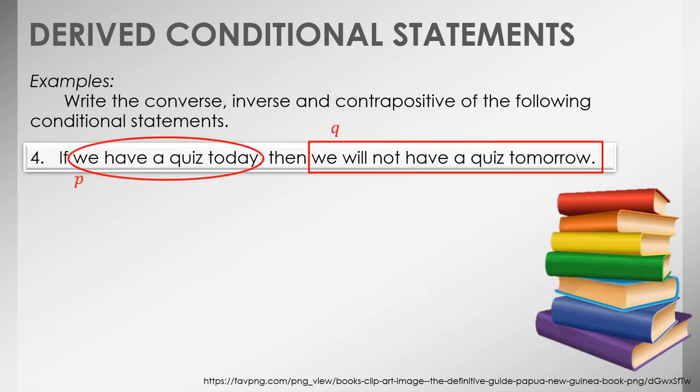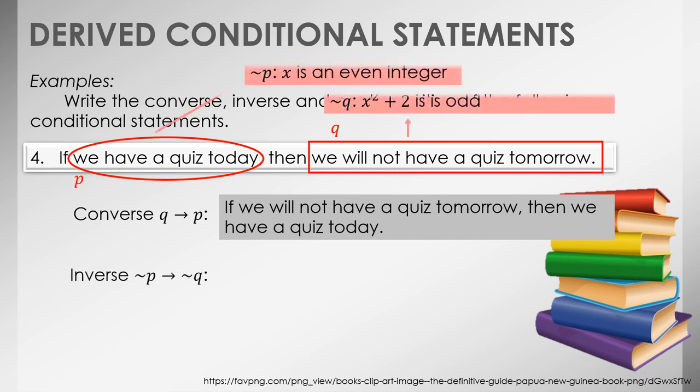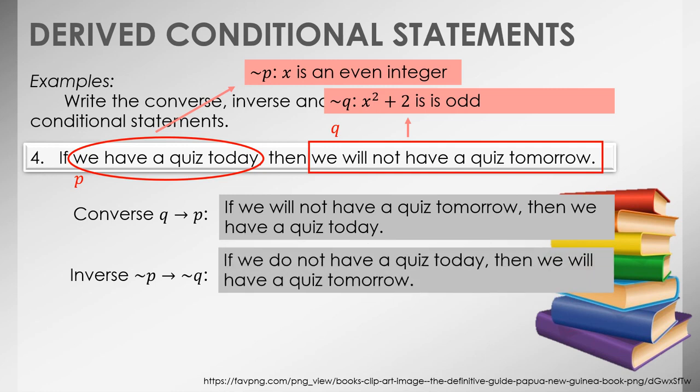Observing the structure of the given conditional statements, we have located the P and the Q statement. Similarly to what we did in the previous examples, the converse is written as this. For the inverse, where the negation of the P and the Q statements are given by this, it can be written as this one. And using the obtained inverse, the contrapositive is written as this.